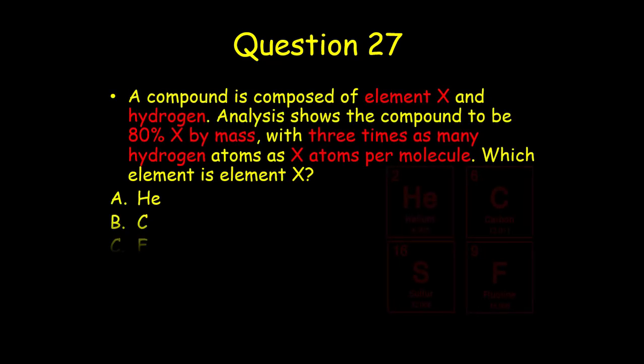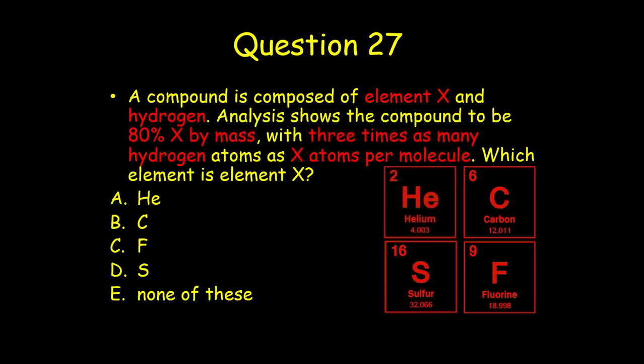Question 27. A compound is composed of element X and hydrogen. Analysis shows the compound to be 80% X by mass, with 3 times as many hydrogen atoms as X atoms per molecule. Which element is element X? Helium, carbon, fluorine, sulfur, or none of these? This is going to be an equation-like question, so try to solve this yourself.